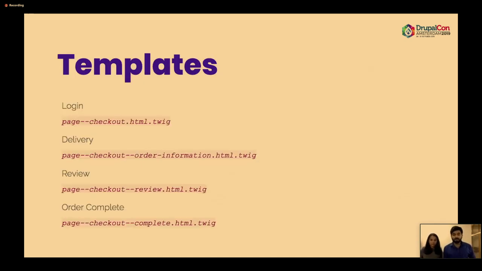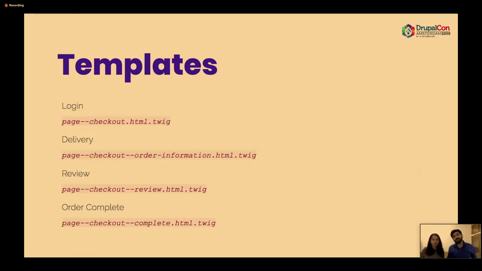Let's discuss the templates available. The first template is page--checkout.html.twig. This is a generic template which is called throughout the checkout flow. Like in a normal Drupal website, we have page.html.twig, for the checkout flow we have page--checkout.html.twig. This is the basic page which will be followed all across your checkout flow.